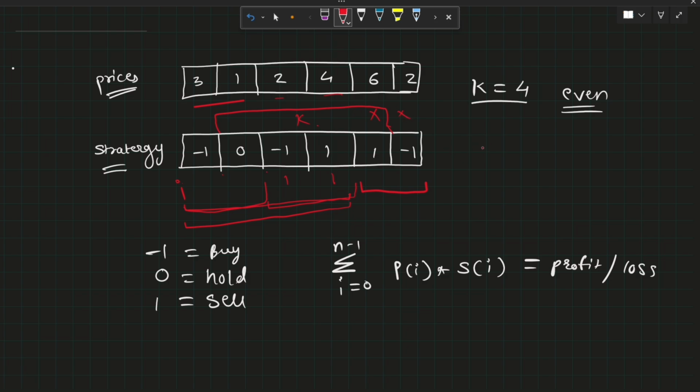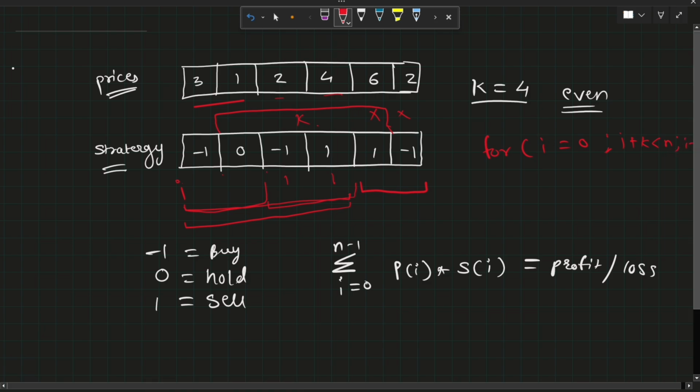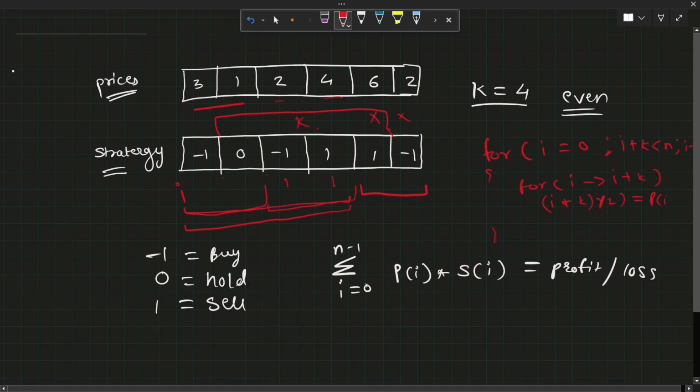So it would be something like, let's say, this outer for loop will go from 0 till i plus k is less than n, and we can do simply i plus plus, and then it will have two loops. One is the for loop from this i up to i plus k, and for this i plus k by 2, for the half elements we will anyway do p of i into 0, so this will become 0, so we can just neglect this. Also for this second half part we will just consider p of i into 1, somewhat like this.